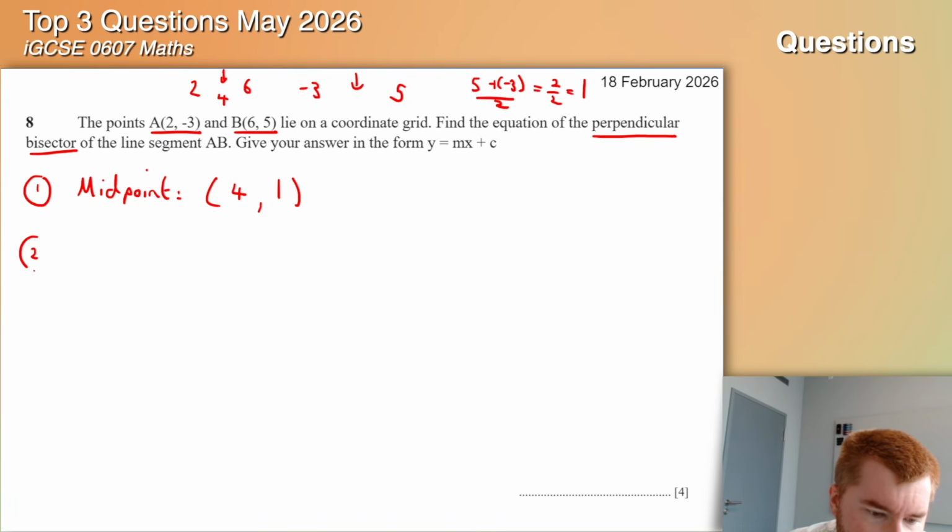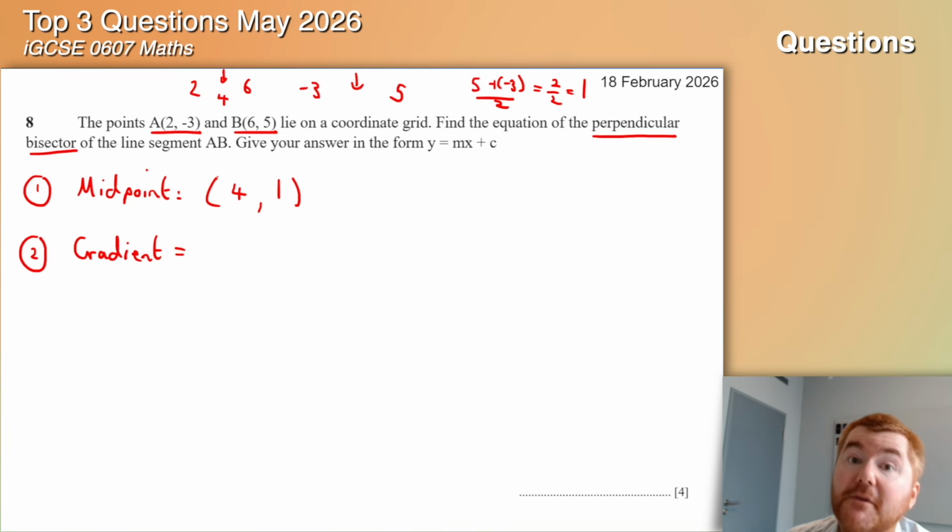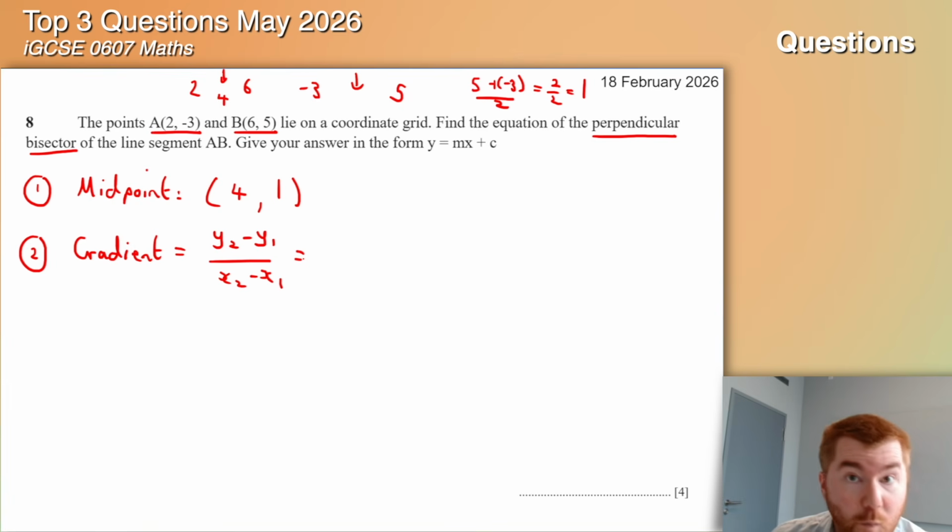Number 2 is we're going to find the gradient between the 2 points. Remember the gradient formula. Again, most teachers, I think, teach it this way: y2 minus y1 over x2 minus x1. Rise over run, lots of different ways of explaining this. How does it work for this question?